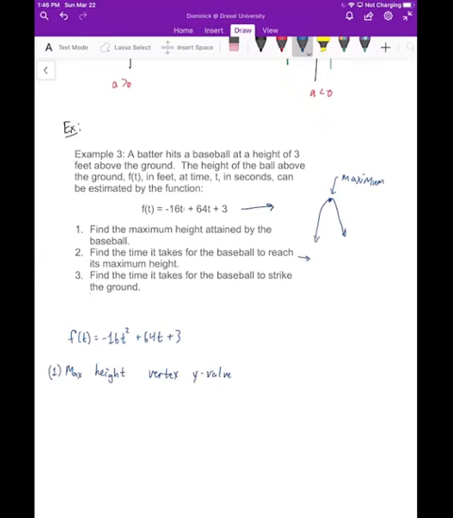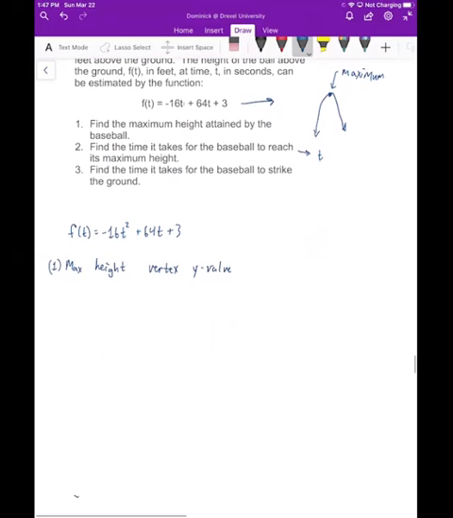Now, since t is the time, part 2 will actually be finding the t value, so we'll actually find that first, and then part 1 will be the y value. So we need the vertex. So in this case, our vertex is t, but it's still negative b over 2a. So we get a negative 64 over 2 times negative 16. So a negative 64 over negative 32. So we get a positive 2. So it's going to take 2 seconds to reach this maximum height. So that's actually our answer to part 2.